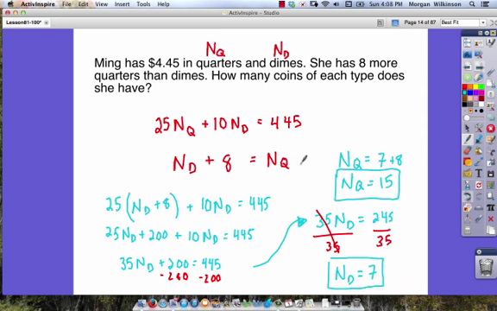The key of these problems is to set up a system of equations where we have one equation that talks about money, and we have one equation that talks about the amount. Then you can use elimination or substitution in order to find both answers.